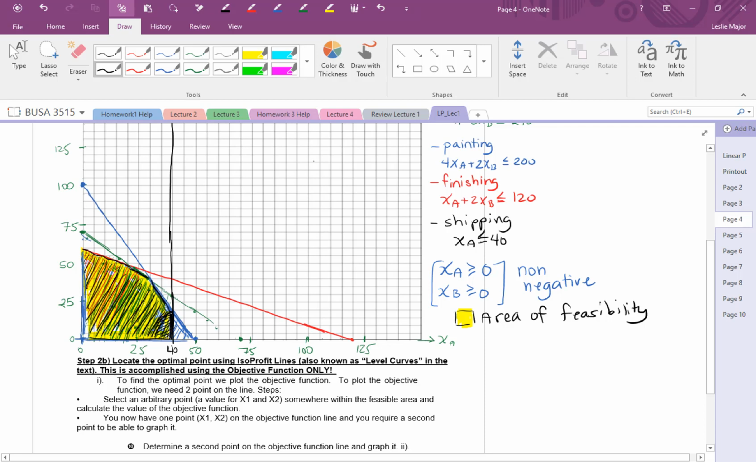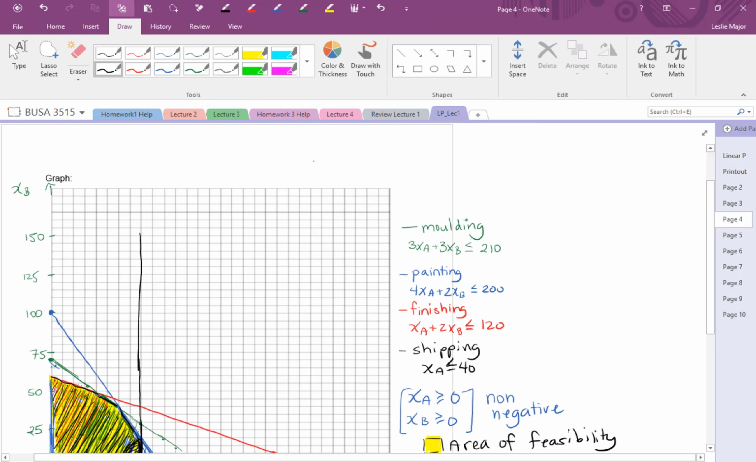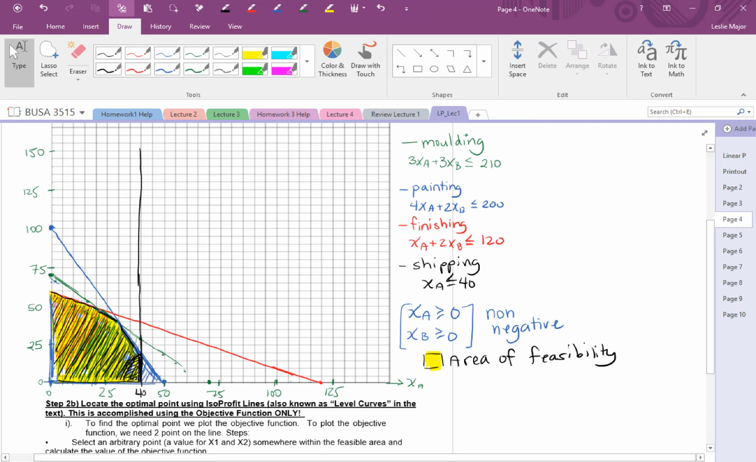And in the next video, what I'm going to do is place on it what are called level curves for our function we were looking to optimize, which was our profit function. And then from there, once we have placed those level curves on our area of feasibility, then we can see which one is optimal. And we'll talk more about that in a minute here.